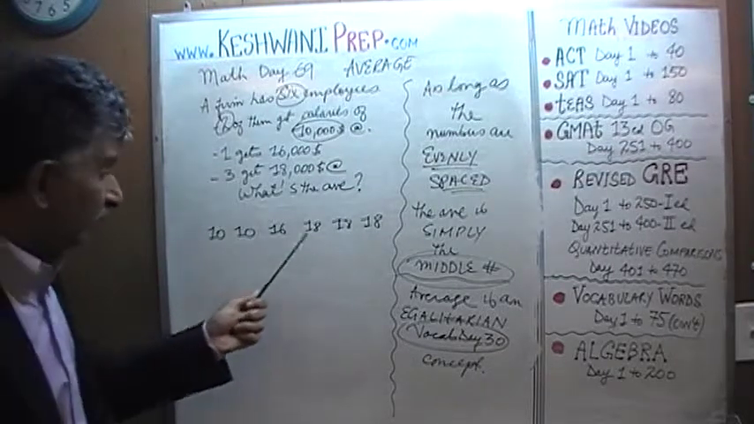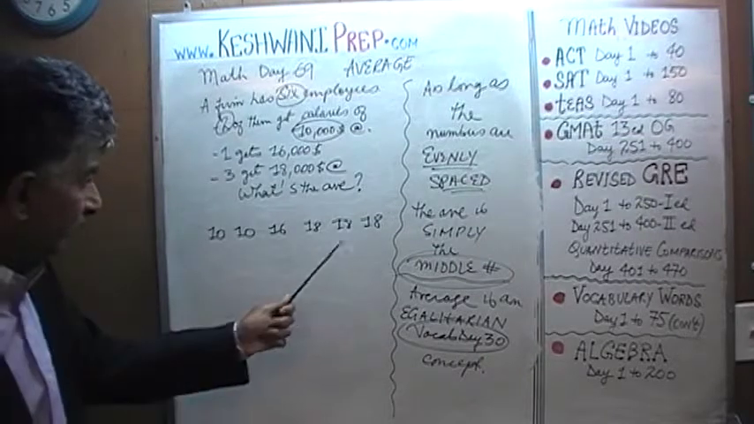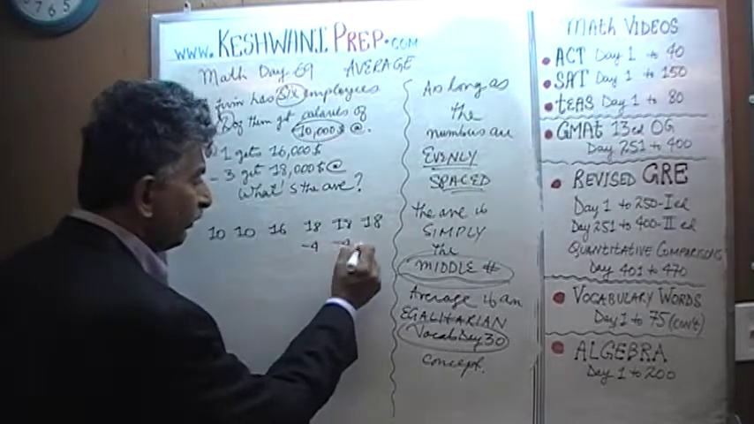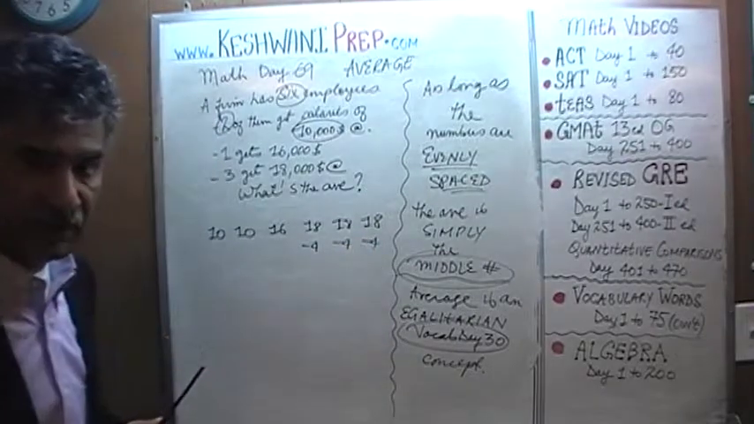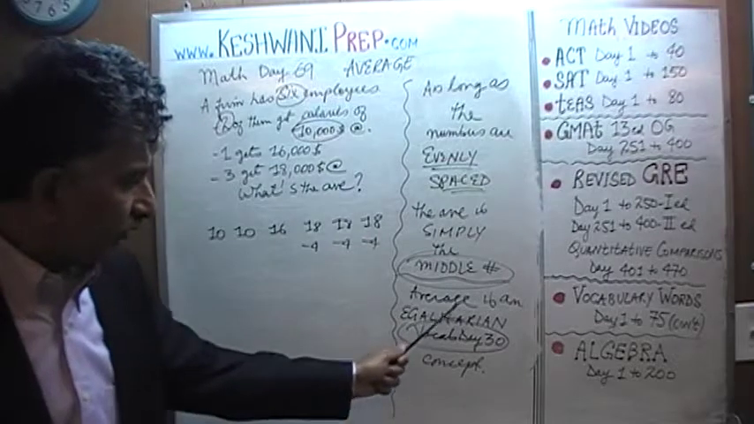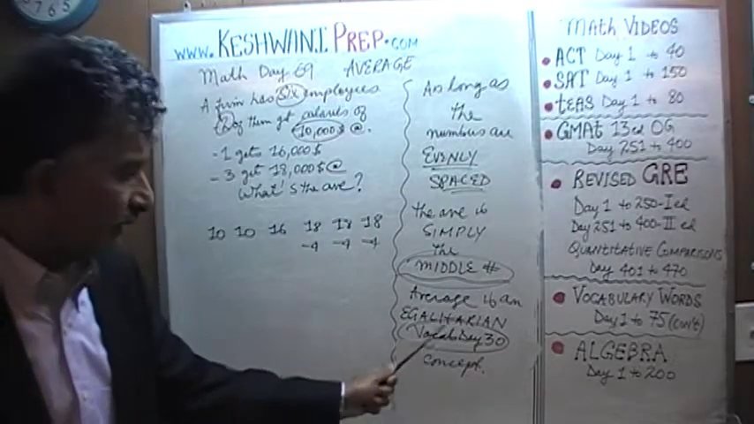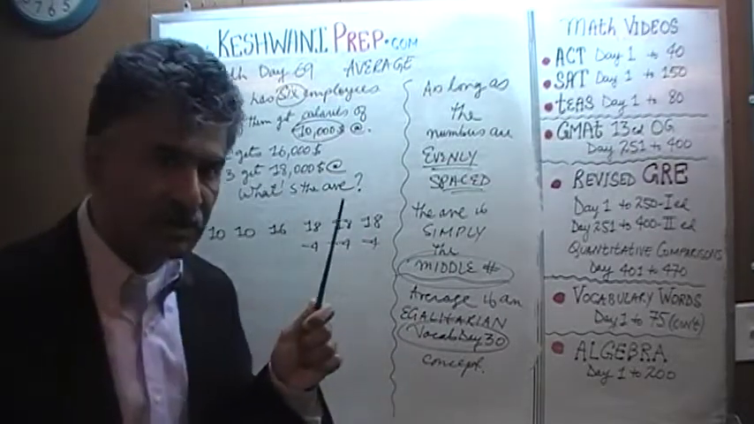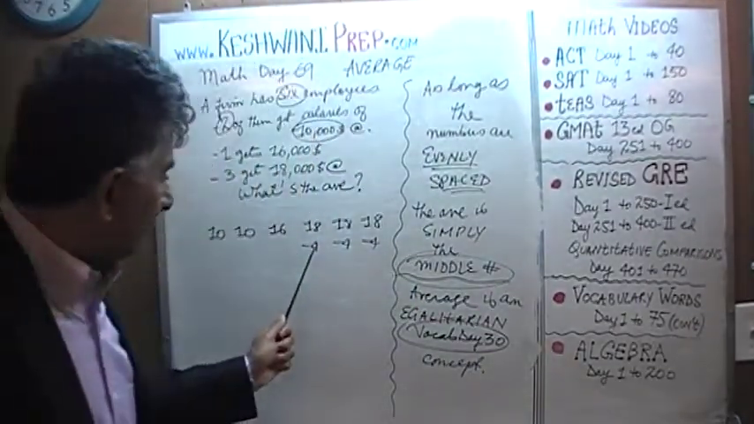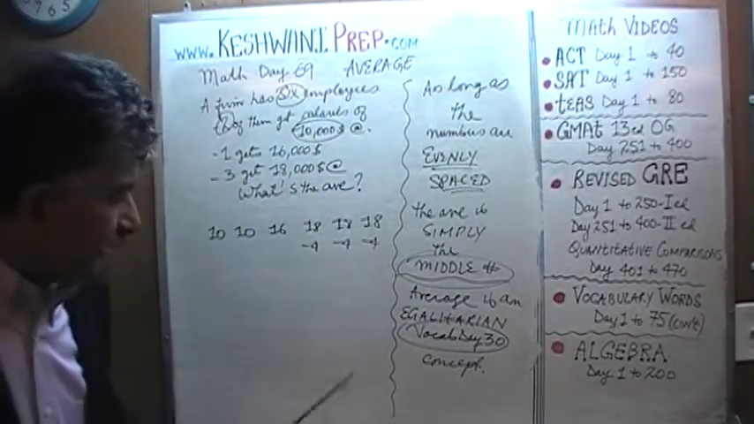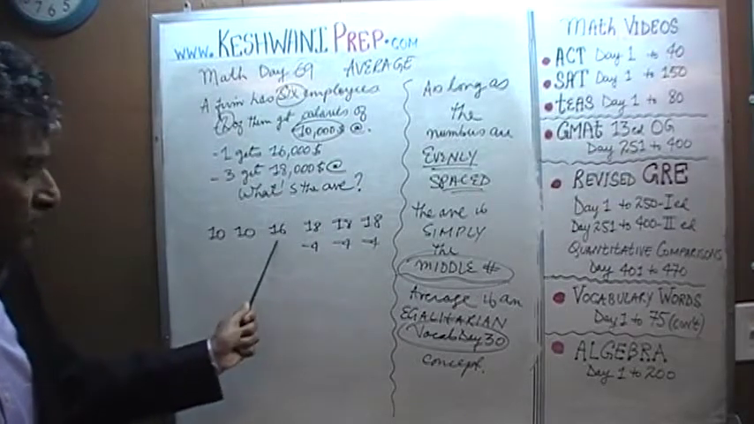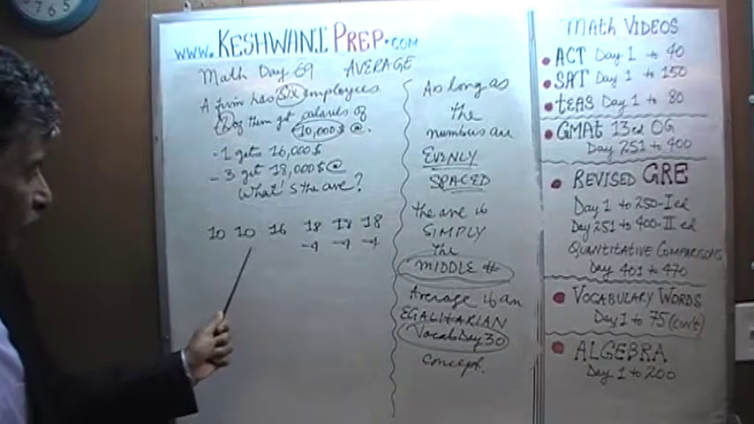It's not going to be 14 because, listen carefully, had the average been 14, we would need to take away 4 from each of these three guys. Remember, we learned day before yesterday and yesterday that average is an egalitarian concept. We're looking for a magic number that makes everybody equal. In order for the average to be 14, we take away 4 from this guy, 4 from this guy, 4 from this guy. That's already 12. We need to take away 2 from this guy. That's 14 already.